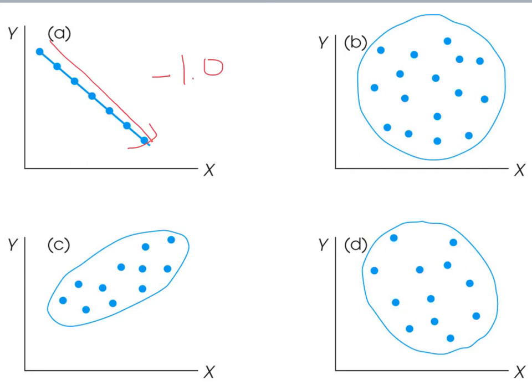Here we have a strong positive relationship. The variables are going from lower left to upper right, but it's not a perfect relationship. This is a perfect relationship. This relationship would probably be positive 0.7.